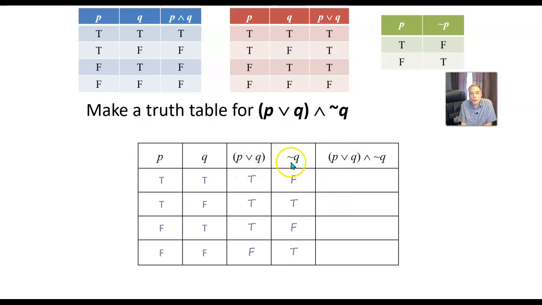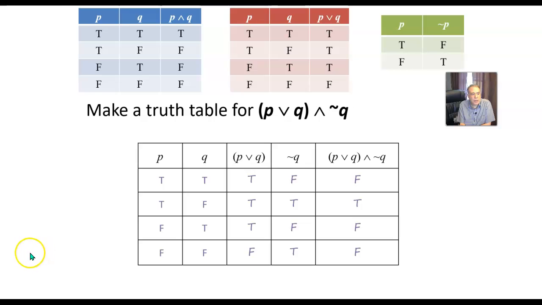Now look at those two columns, the column for P or Q and the column for not Q, and AND those together. True and false is false. True and true is true. True and false is false. False and true is false. So that last column gives us the value of the whole expression, the whole compound statement in each case.